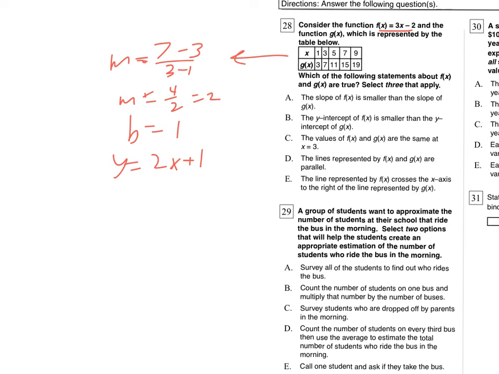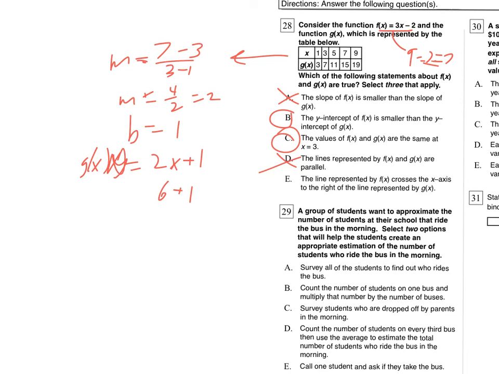So the slope on f of x is smaller. That's not true. It's actually bigger. Oh, and by the way, this is g of x actually. The y-intercept on f is smaller. That is true because a bigger negative is a smaller number. The values are the same at 3. Well, at 3 on that one, that's 9 minus 2 is 7. And this one, 6 plus 1 is 7 as well, so they are the same. They're parallel. No, they're not. Different slope. And then this crosses the x-axis to the right. Well, since we have to select 3, that'll apply.